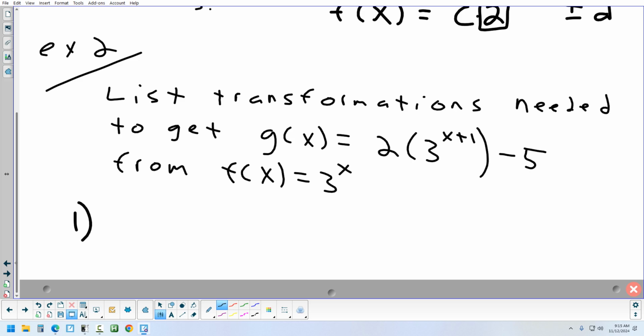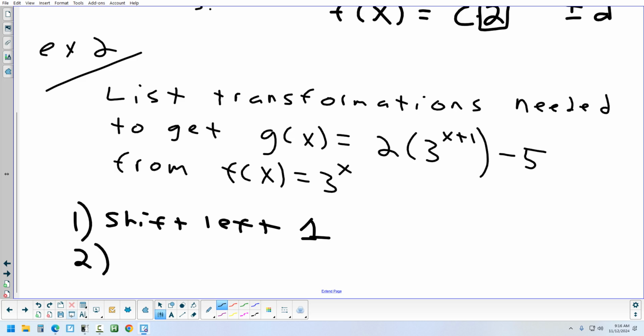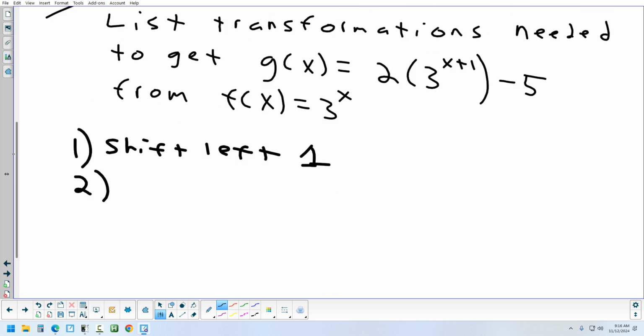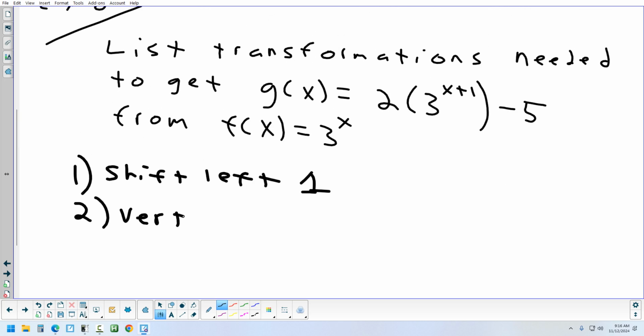Shift left 1. Perfect. So shift left 1. What's the next thing we would have to do after we shift left 1? Stretch by a factor of 2. Can you be a little more specific? Vertical stretch by a factor of 2.